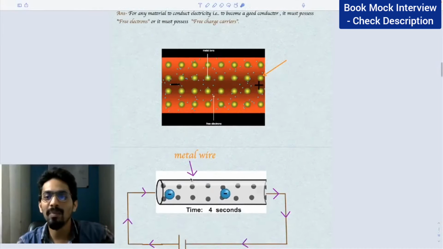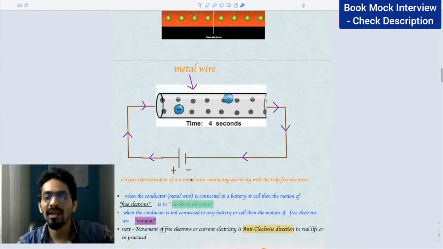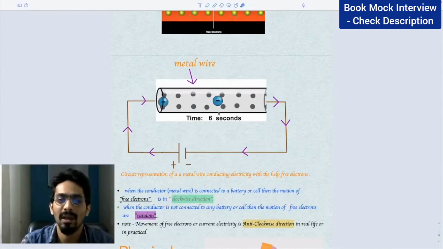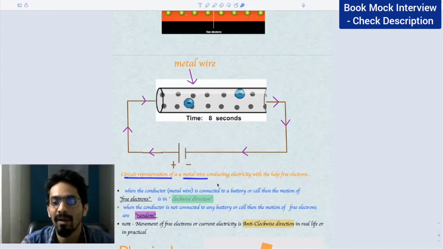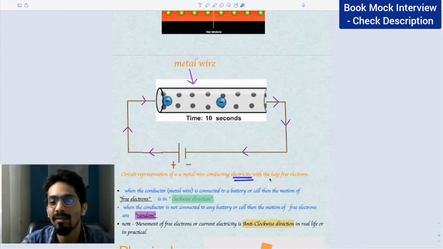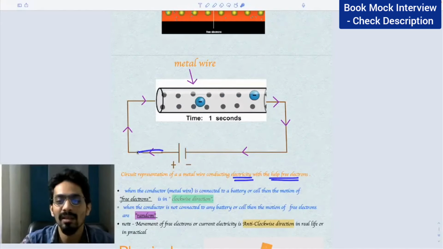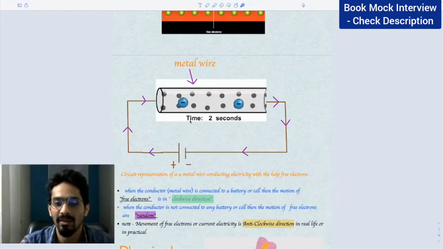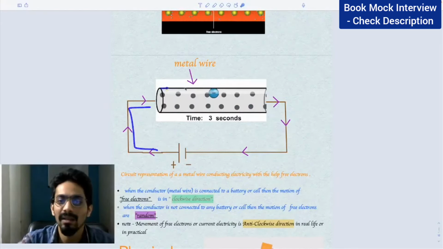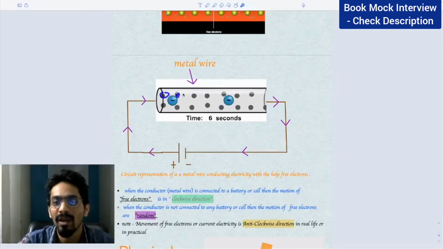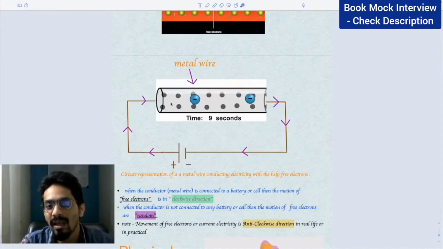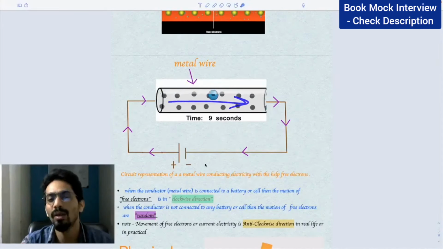Moving forward, I am keeping this metal wire in a circuit representation. Now you can see a circuit over here. This is a circuit representation of a metal wire which is conducting electricity with the help of free electrons. This is the actual wire. You can see this wire is made up of small atoms, and you can see the electrons are moving from here to here.